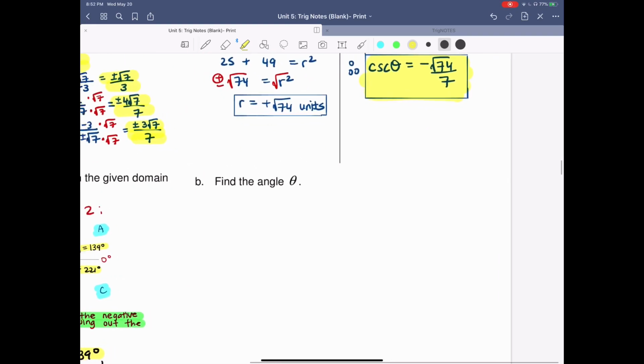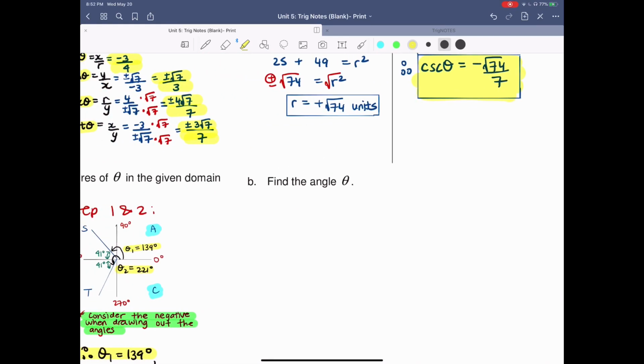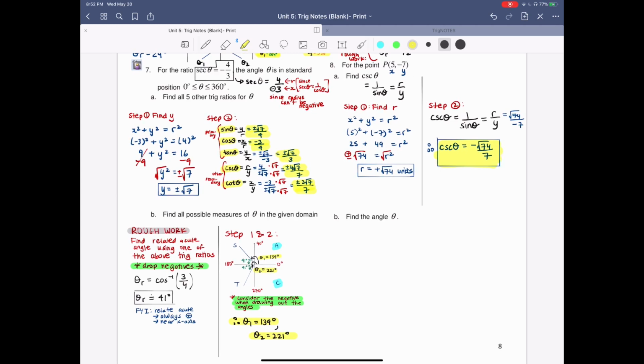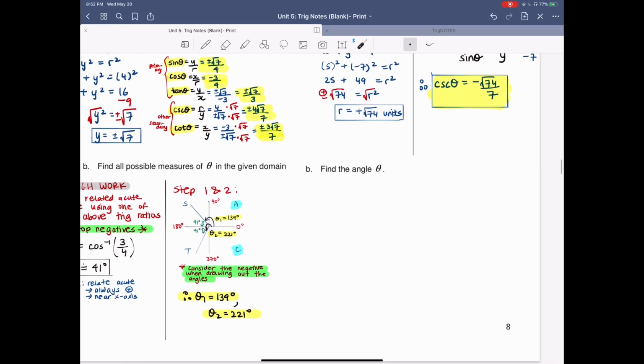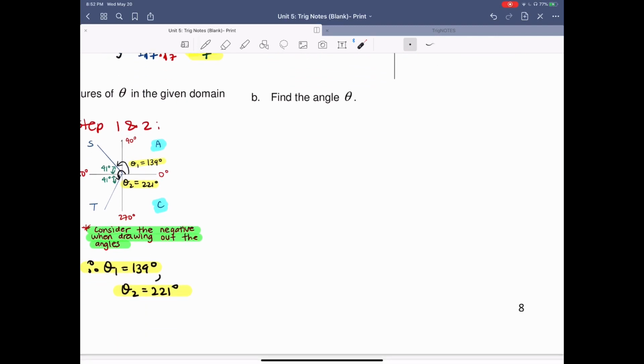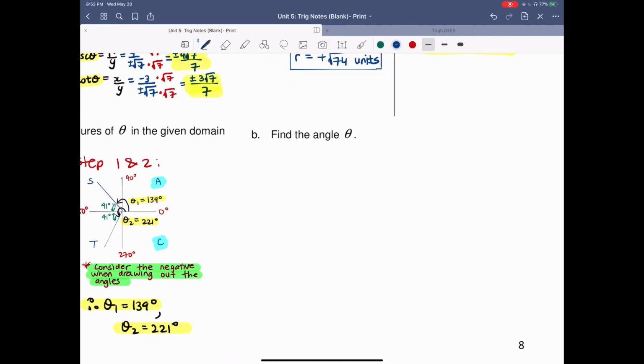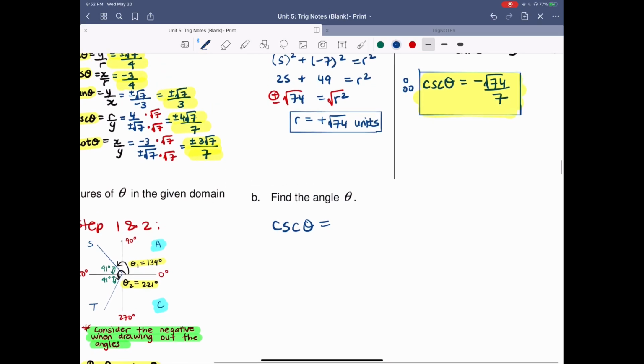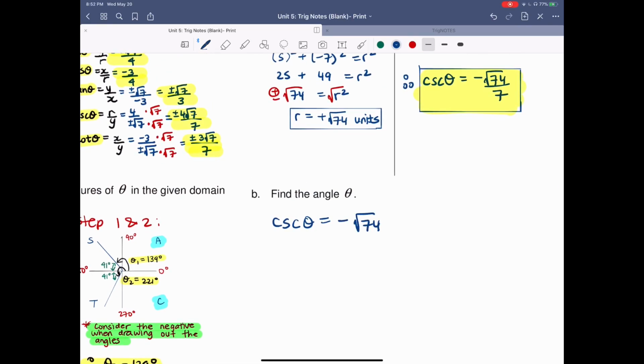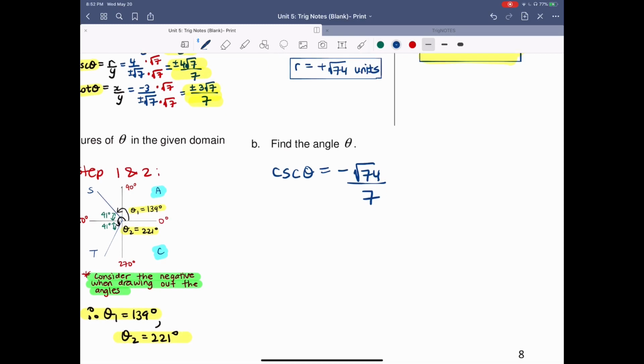So it says for that same question, find the angle theta. So I said from the previous question, question 7, generally work with your primary trig ratios when you're looking to find the theta, because you only have the primary trig ratios on your calculator. And so if I write cosecant theta is equal to negative square root of 74 divided by 7 from what we just got from before, if I interpret it so that it's in terms of sine theta, well, I'm just going to take the reciprocal of the above.